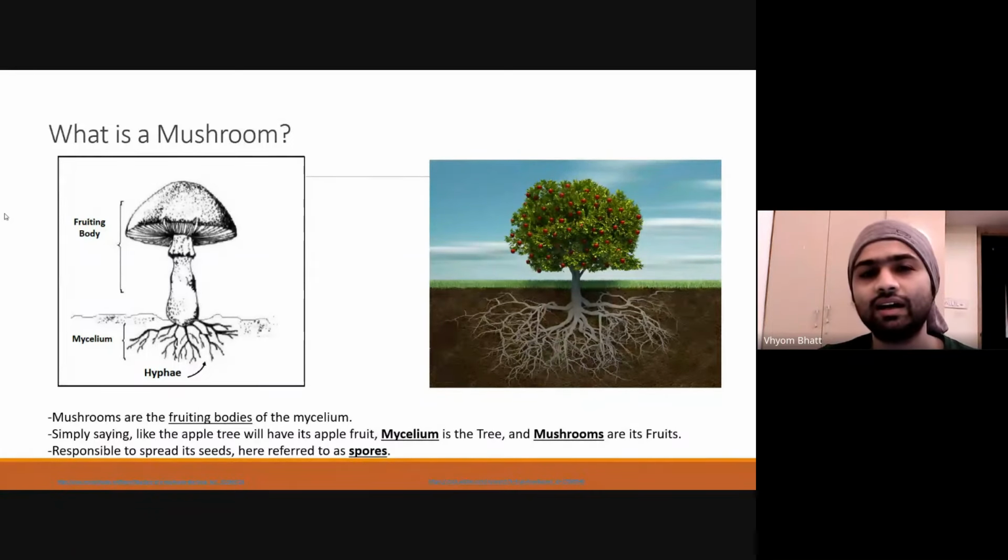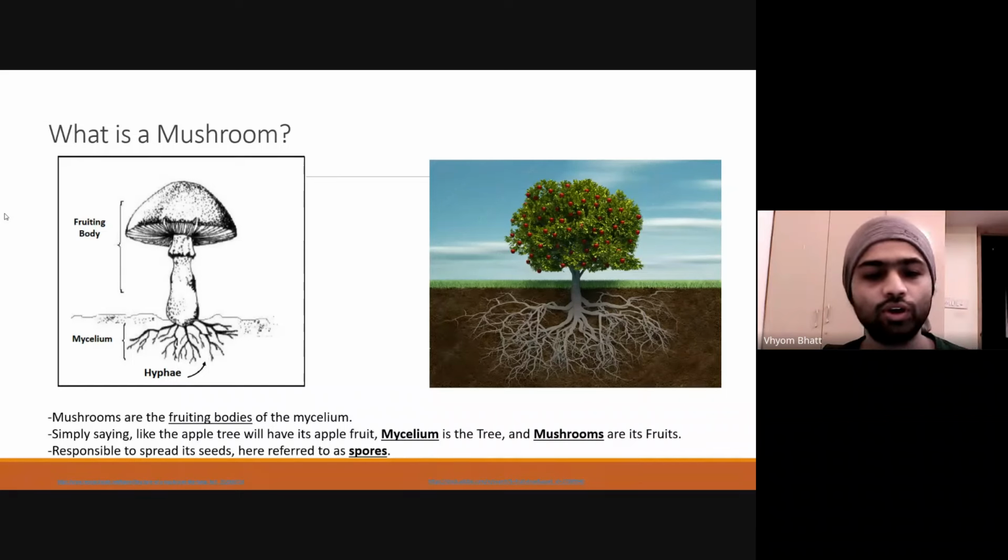For example, an apple tree will have its apple as its fruit. So the tree is the vegetative part, and the apple is the part which actually works as a reproductive organ. Similarly, mushrooms are the reproductive parts of the mycelium. One of the main purposes of a mushroom is to produce spores, like fruits produce seeds, right? So that the species continues. Similarly, mushrooms will produce spores. That is one of the purposes of mushrooms in nature, right?